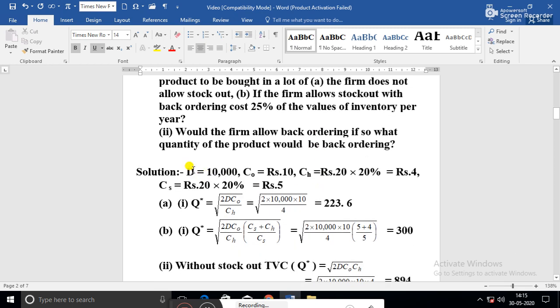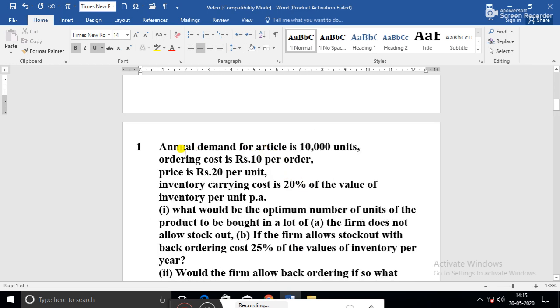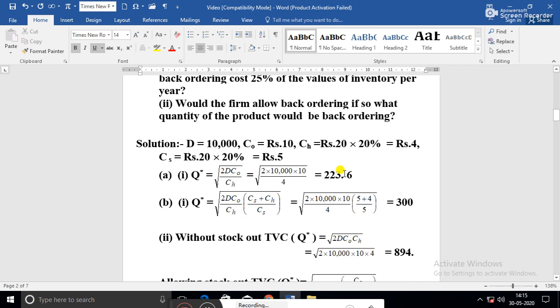In this question, D is 10,000, the annual demand. CO is rupees 10, as we have just seen, the ordering cost is rupees 10, and then the carrying cost will be 20% of rupees 20.